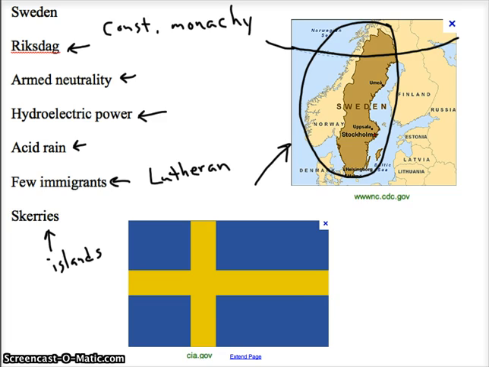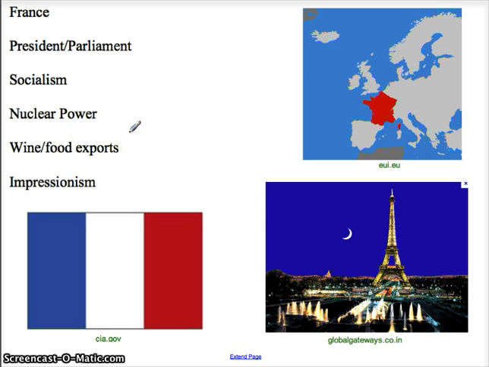Let's go to France. France, you can see where it's located. We found it on the map several times before. France does not have a constitutional monarchy. No kings or queens there. Their power is between the president and the parliament. Now, there's something a little different about France's economy. Their economy has a lot of aspects of socialism. That means the government controls some of the business and industry. Government control.